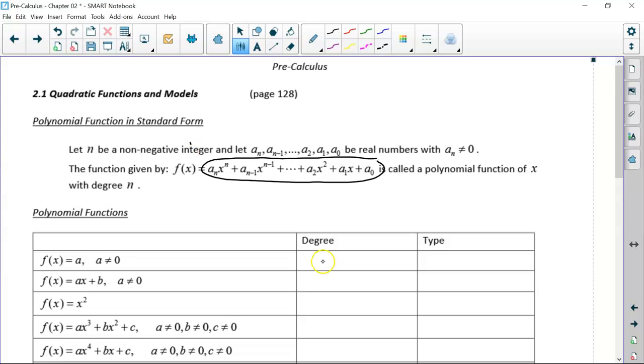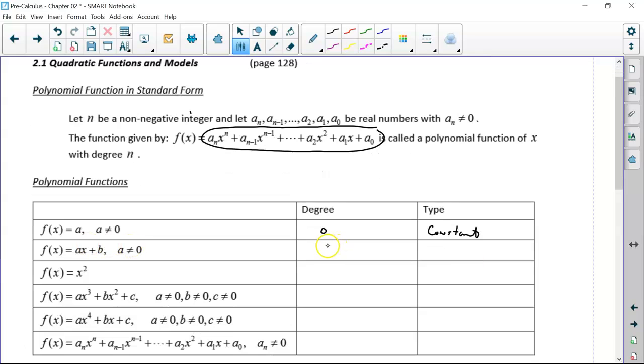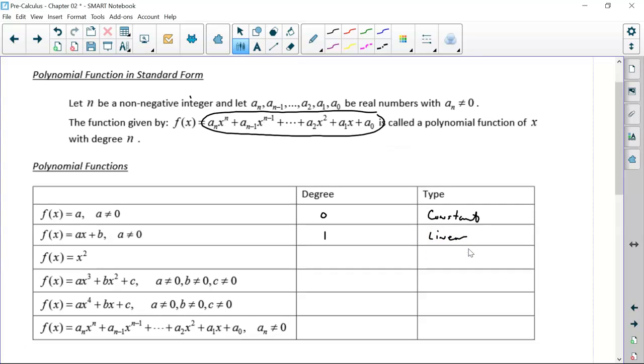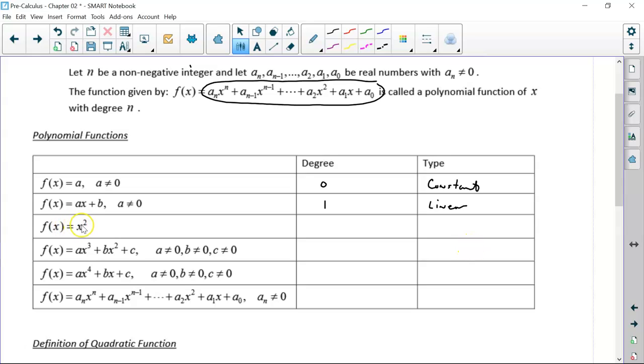So now, if we have no variable, if we just have a constant, the degree is 0, and we call that a constant polynomial. When the degree is 1, when we have x to the first power, we call that a linear polynomial. When the degree is 2, when we have something like x squared, we call that a quadratic. And that's what we're going to be focusing on today.